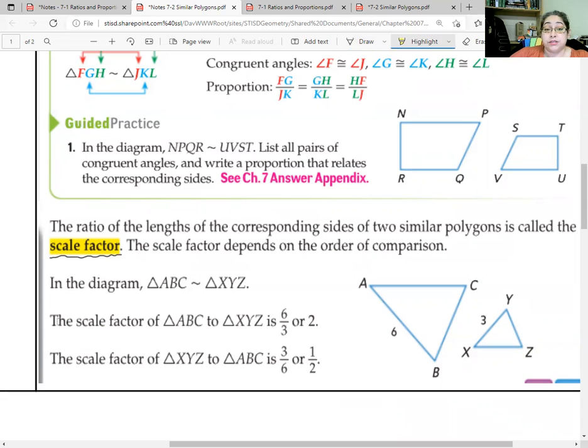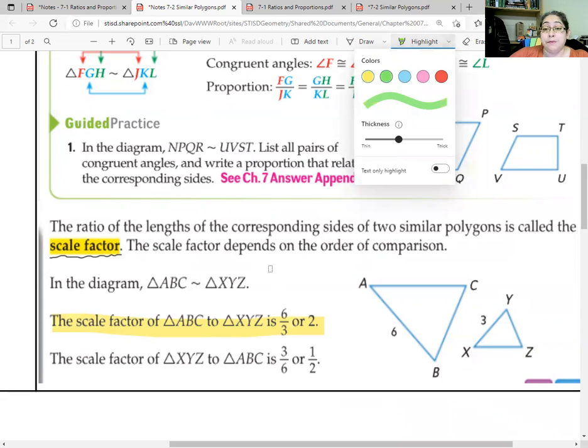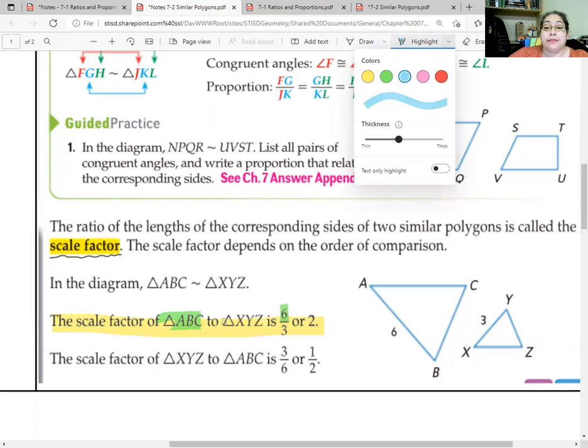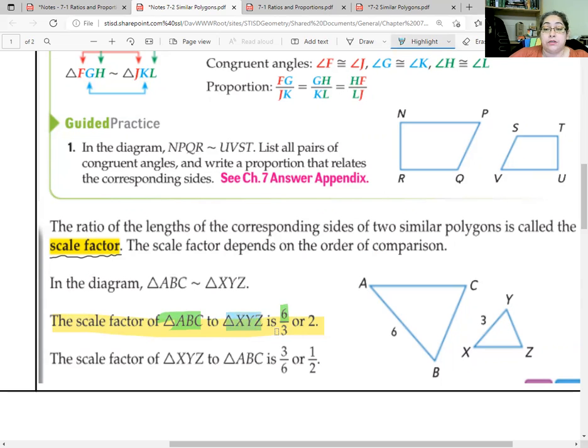Take a look at this first statement. It says the scale factor of triangle ABC to triangle XYZ. That means that the ABC triangle is listed first in my ratio, so it's on top, and the XYZ triangle is listed second, so it's on bottom.